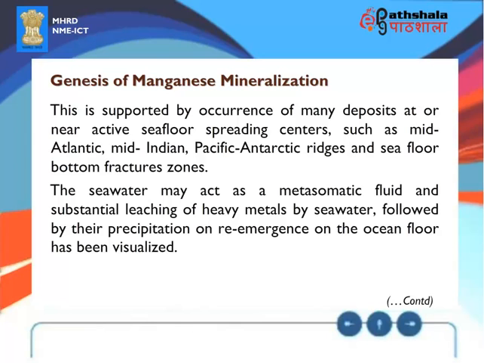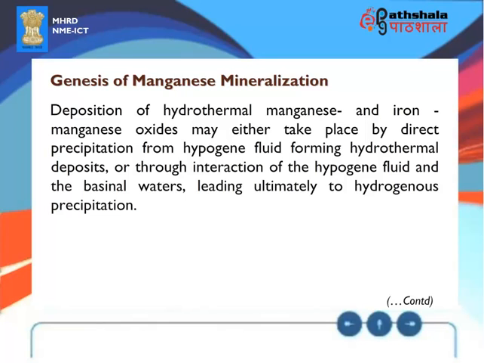The seawater may act as a metasomatic fluid, and substantial leaching of heavy metals by seawater, followed by their precipitation on re-emergence on the ocean floor, has been visualized. Deposition of hydrothermal manganese and iron manganese oxides may either take place by direct precipitation from hypogene fluid forming hydrothermal deposits, or through interaction of the hypogene fluid and the basinal waters, leading ultimately to hydrogenous precipitation.